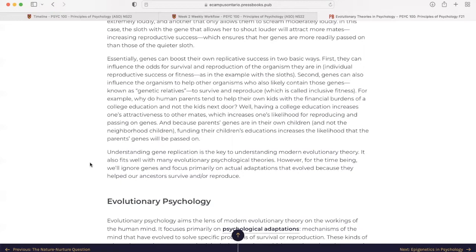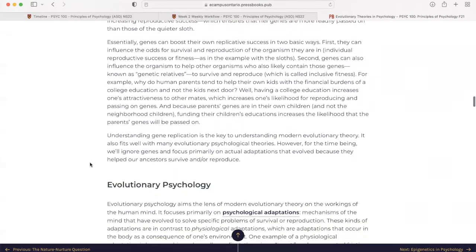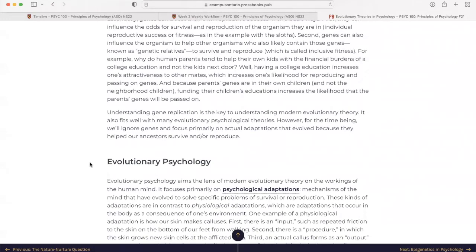For example, why do human parents tend to help their own kids with the financial burdens of college education and not the kids next door? Well, having a college education increases one's attractiveness to other mates, which increases one's likelihood of reproducing and passing on genes. Because parents' genes are in their own children and not the neighborhood children, funding their children's educations increases the likelihood that the parents' genes will be passed on.